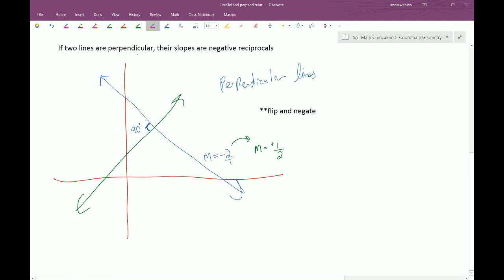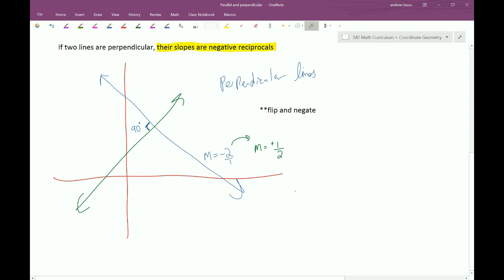In this case, if you have two lines that are perpendicular, of course they will form a 90-degree angle when they intersect. So the key thing to remember here is that their slopes will be negative reciprocals of each other. And so what does that mean? Well, it means that we need to flip and negate. For example, if we had m equal to negative 2 for the blue line, then we can express that as minus 2 over 1. Our task here is to flip the fraction, making it 1/2, and then negate. In this case, since it's already negative, we end up with a positive, right?